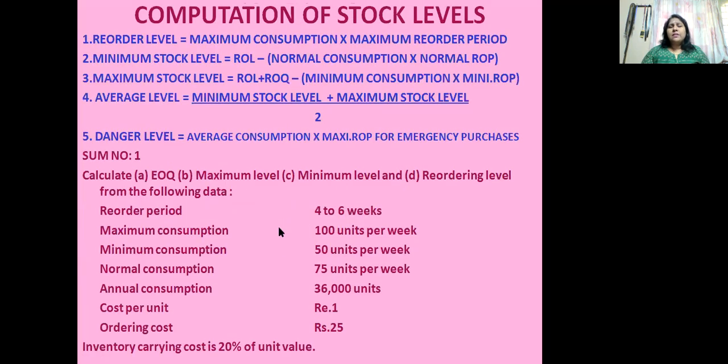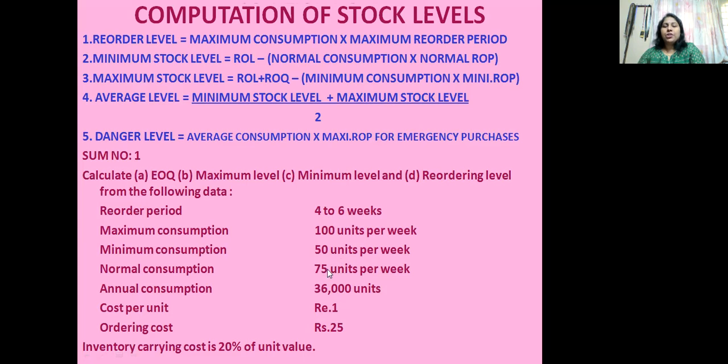Normal consumption given in the problem is how much? That is 75 units. But the normal reorder period is not given in the problem directly. Sometimes they will give you directly the normal reorder period. Here it is 4 to 6 weeks. 4 is minimum, 6 is maximum. So I can calculate using this information. 4 plus 6 divided by 2, I can do this calculation to know the normal reorder period.